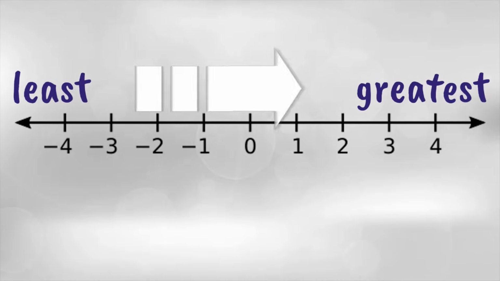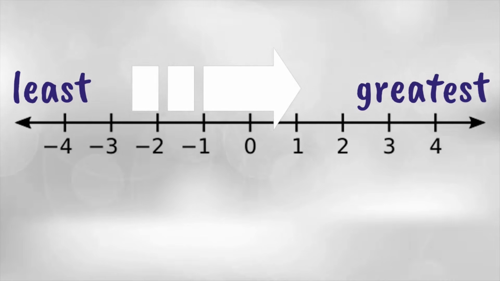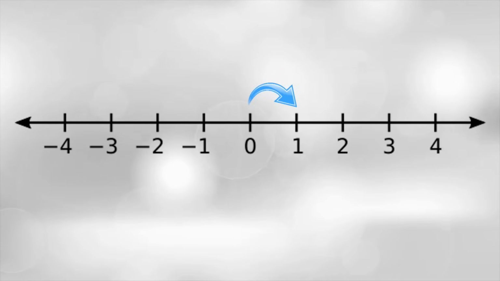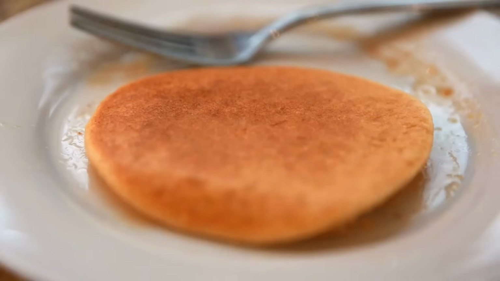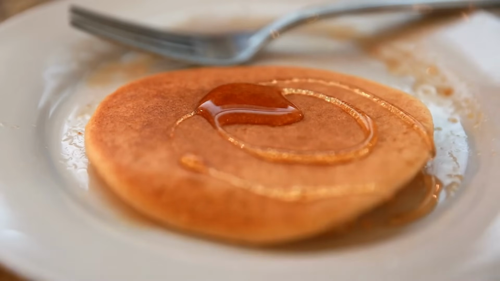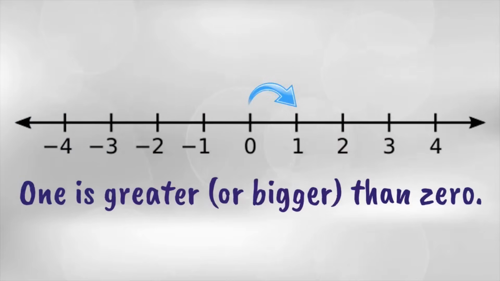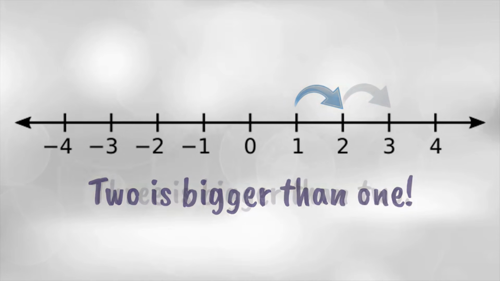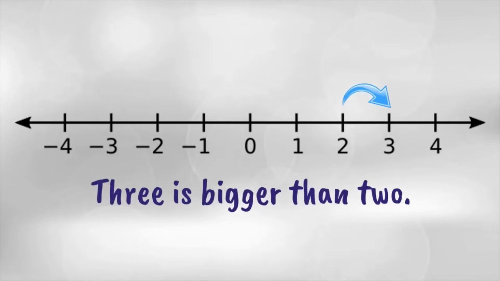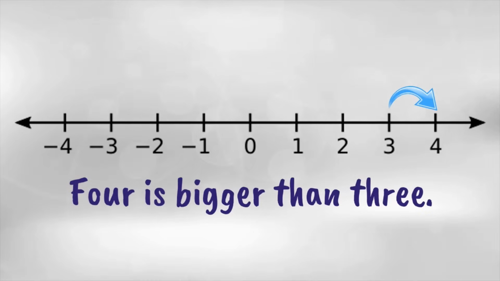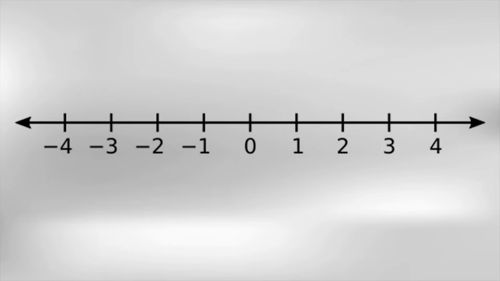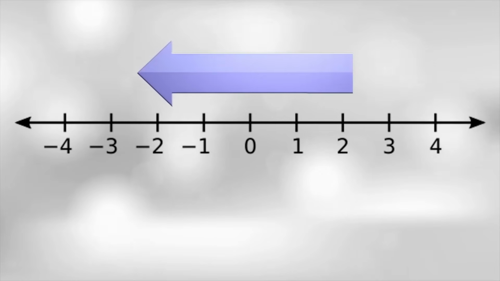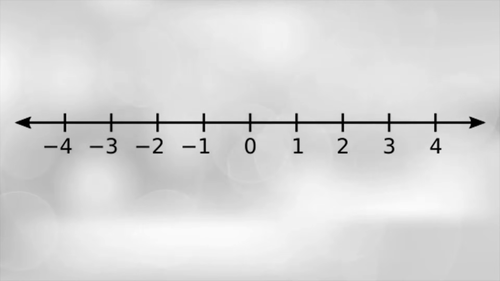Since number lines move from the least to the greatest number, every number gets bigger as we move down the line. So 1 is bigger than 0, which we know. If you have 1 pancake, that's more than if you have no pancakes, right? I mean, no pancakes, that would be so sad. 1 is greater or bigger than 0. 2 is bigger than 1. 3 is bigger than 2. 4 is bigger than 3. You get the idea. Now, if we move the opposite direction on the number line, every number gets smaller.